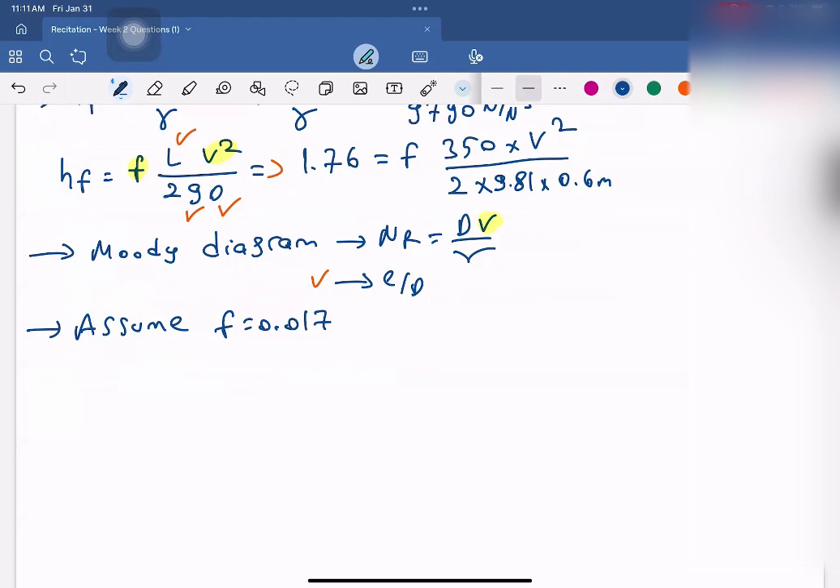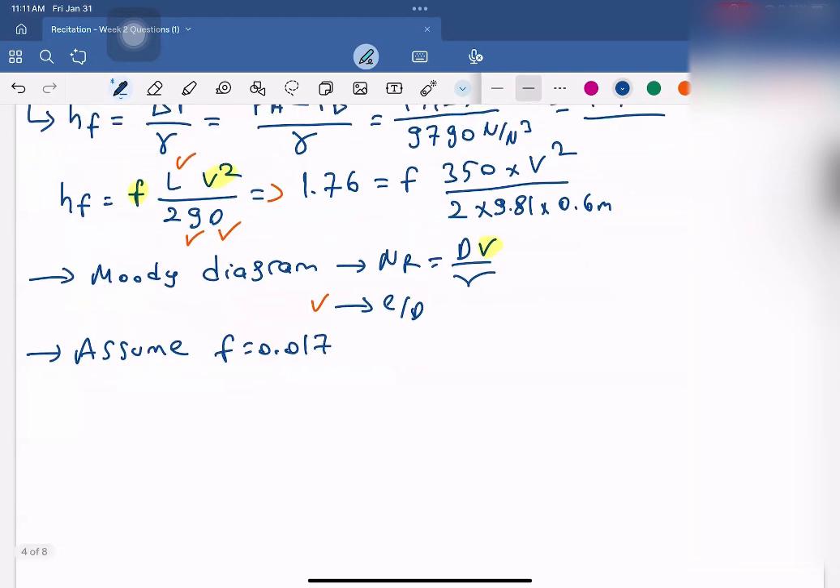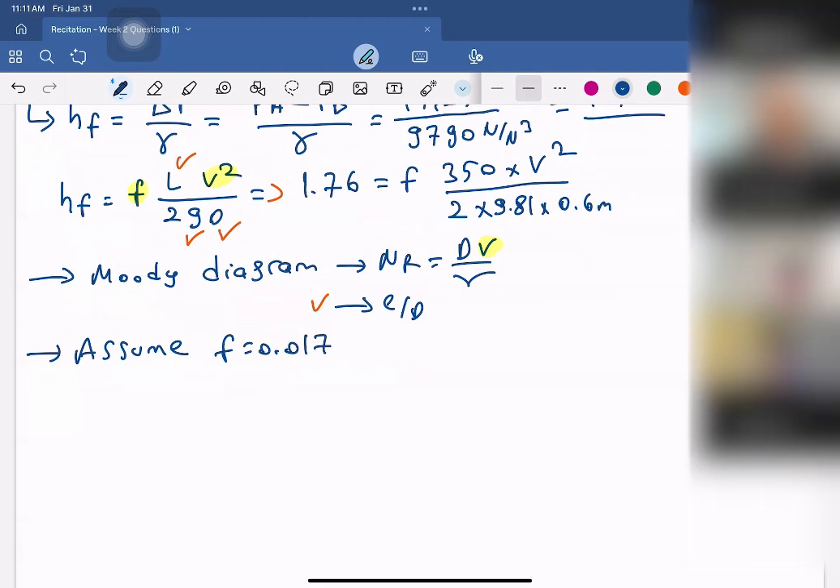Here we have to do this assumption because we don't know F and we don't know velocity, so we are giving a value to one of them, and then using the Moody diagram, we will see if it is correct or if we need to change the friction factor as well. And since we assumed F is 0.017, we can use this in the equation here.